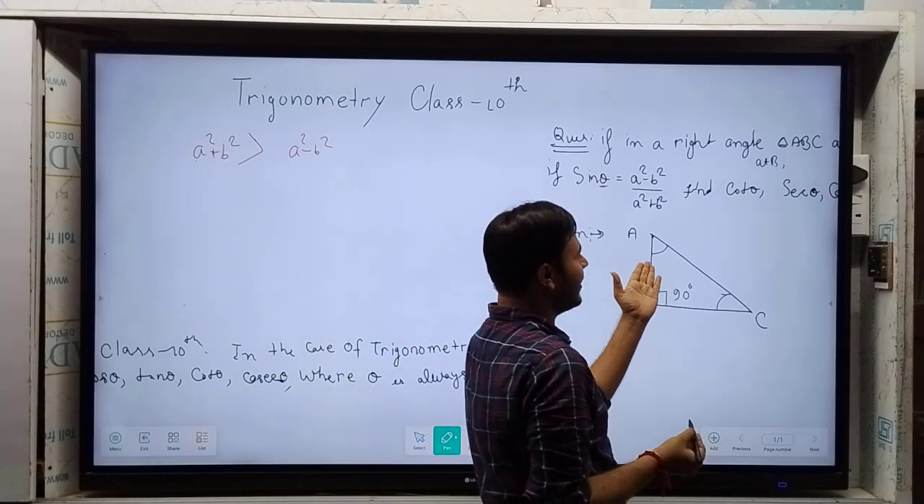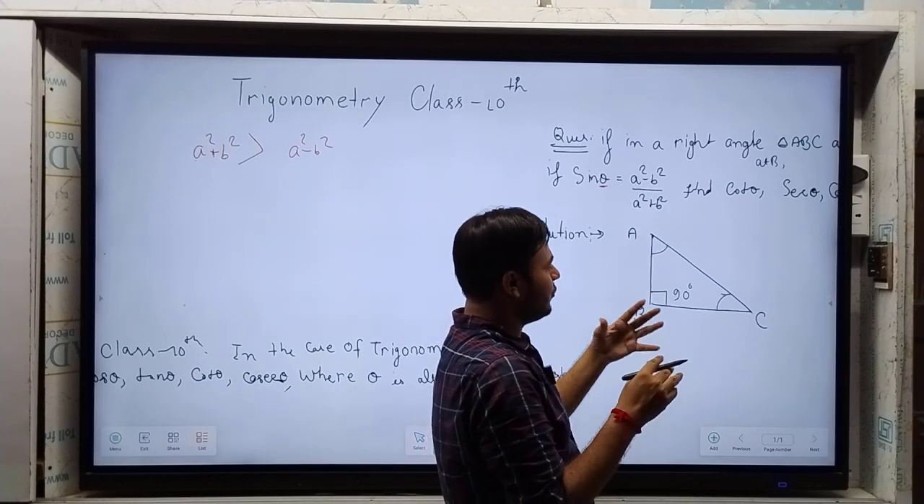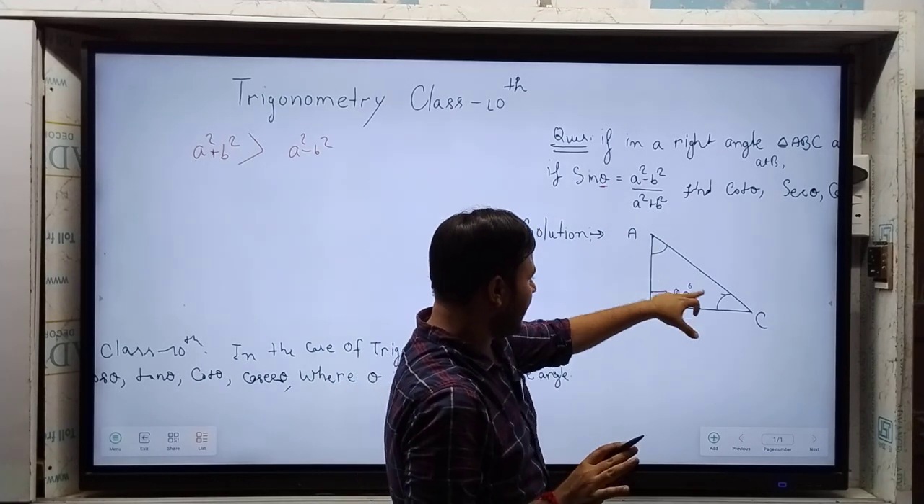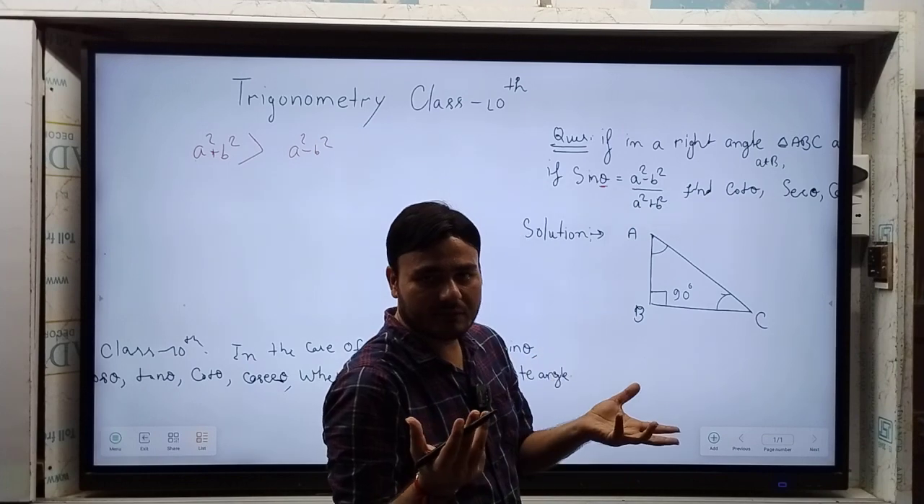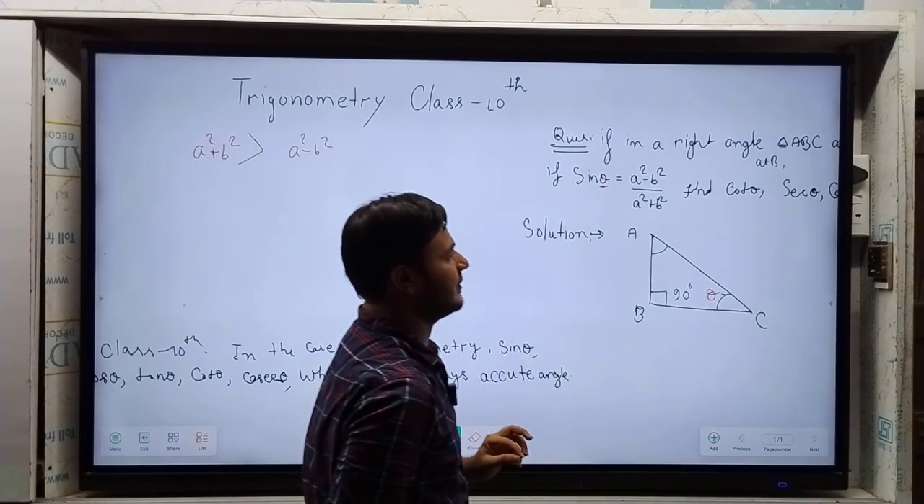Now we choose the theta in that triangle. Theta, you choose at what place? At A, at C. You can choose at both. You are free to choose at A, at C, or any other of your choice.